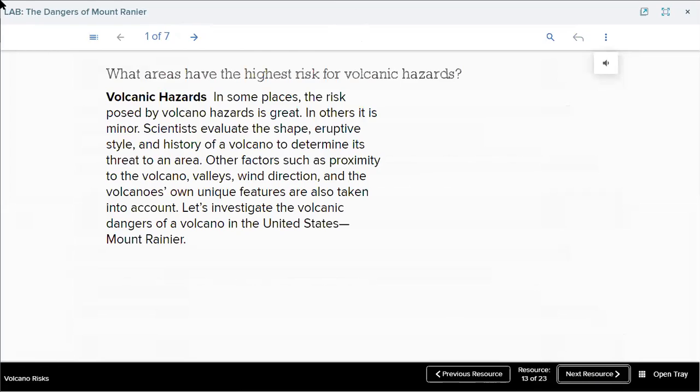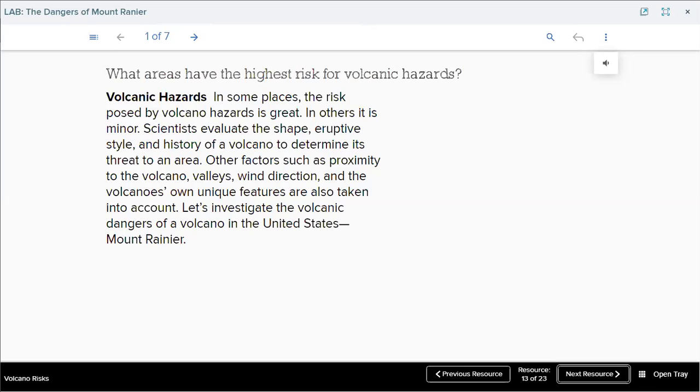So after that, what area has the highest risk for volcanic hazard? Please, Muhammad, can you read? Volcanic hazards. In some places, the risk posed by volcanic hazards is great. In others, it is minor.